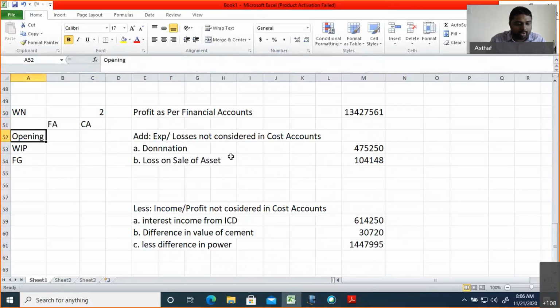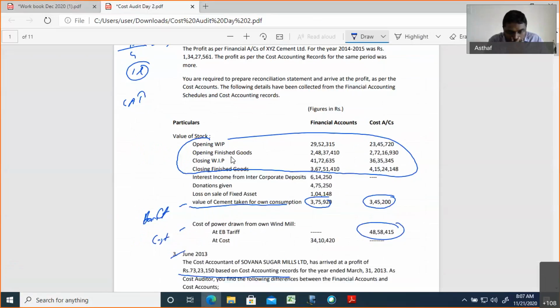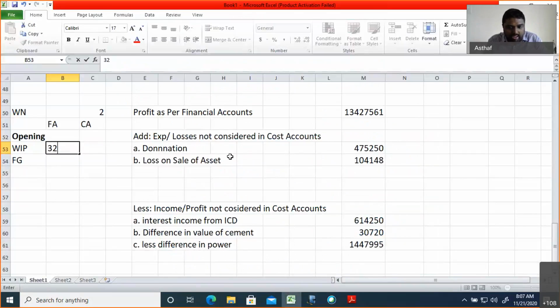What is the opening? I just enter it. Very simple, very standard question, very important question. I just enter. We can do a different method. I am doing one of the shortcut methods so that you can save time. So what is the opening? 29 lakh.